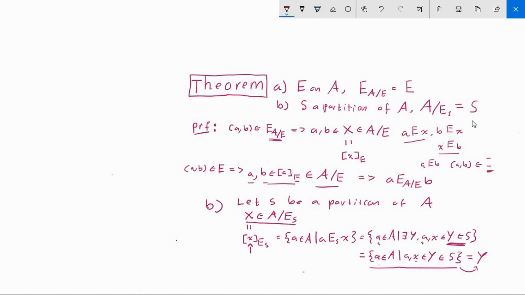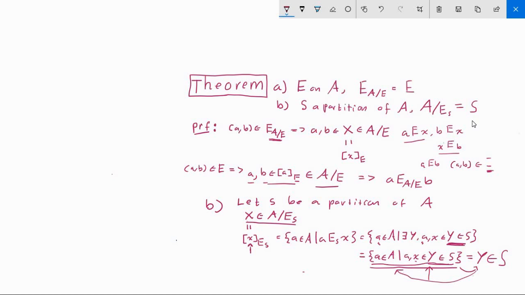Alternatively, if we had some element that belonged to Y, well, we know from this defining feature of the set on the left that Y does belong to the set S. And since S is a partition of A, that means the elements of Y must be elements of A. So certainly anything in Y is in A, and of course it satisfies the condition that it belongs to Y, so anything in Y must belong to the set on the left as well.